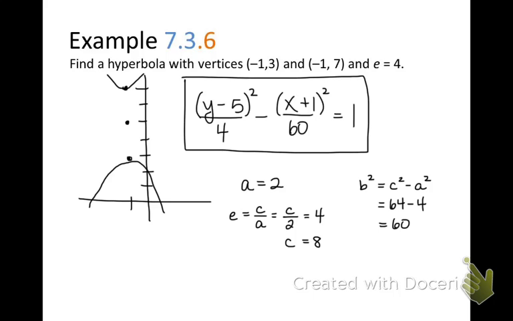Any questions on how to use the eccentricity? Okay.